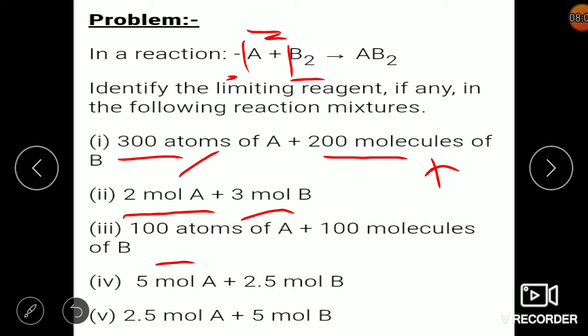Next, for 4 and 5, you will comment your answer. 5 mole of A plus 2.5 mole of B: here, which one will be the answer? And in the second case, if you reverse it, which one will be the answer? You will comment after watching this. So these two will be your task to answer. I hope you understood this. The one that is in lesser amount is called the limiting reagent, and you have to answer it by considering the standard chemical reaction mentioned.